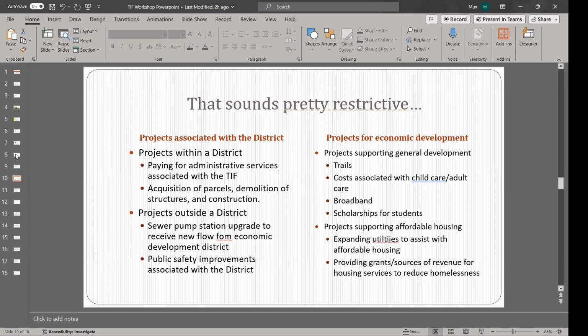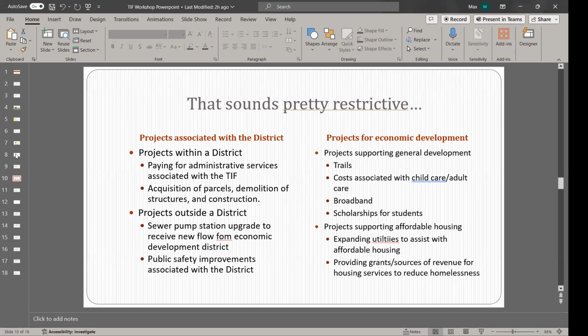And then outside of the TIF district, outside of the TIF parcels, there's sewer pump station upgrades and public safety improvements. This could be fixing the old culvert so that your emergency vehicles can access these identified TIF parcels. It can be used to purchase the fire truck itself if you wanted to, because that's going to help preserve the value of those TIF districts.